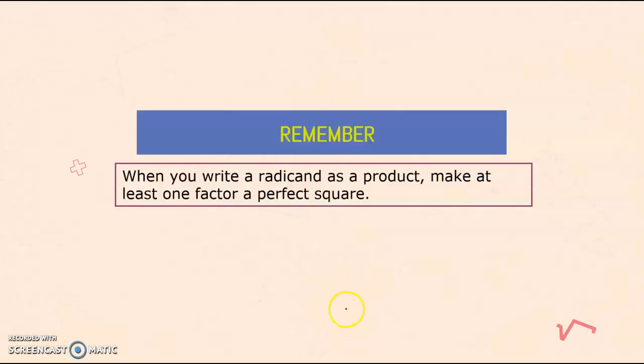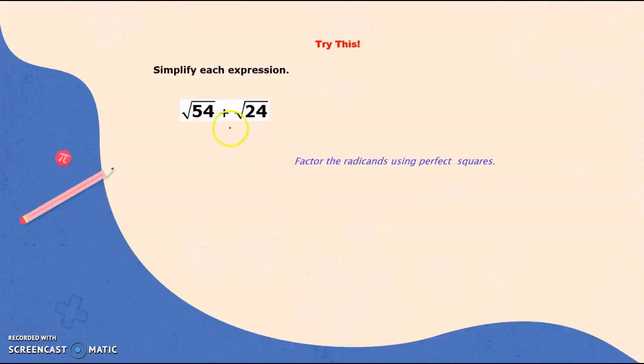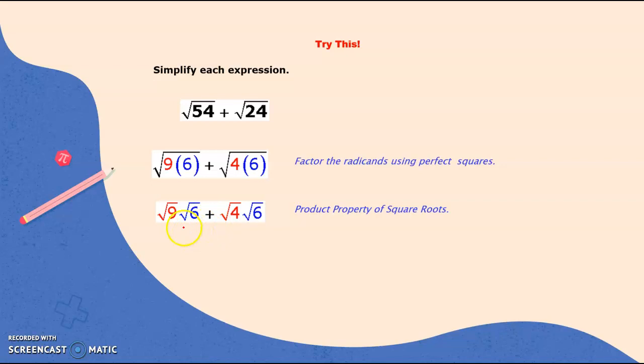Okay? So when you write a radicand as product, make at least one factor a perfect square. So, anong pinapahiwatig nun? So, square root ng 54 plus square root ng 24, may mga factors sa kanila na perfect square. So, you can put it in this form, right? And then, factor na lang, you separate na lang yung perfect square. And then, take the square root of 9 and 4, which is 3 and 2, then just add them. Diba? 5 square root of 6.